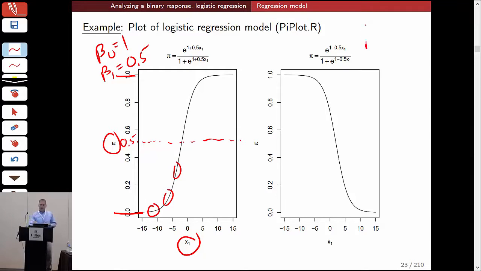Well, what if though beta 1 was equal to negative 0.5? Then that means we have a negative relationship, as we see in the right-hand side plot.